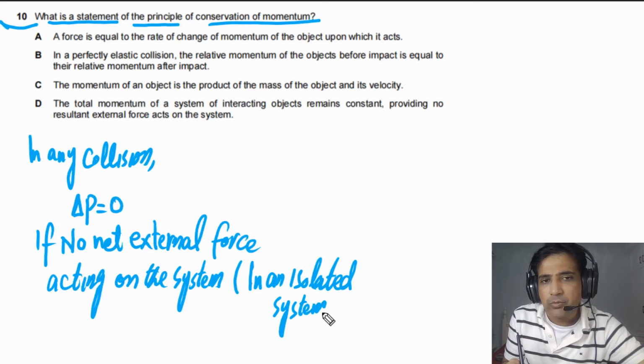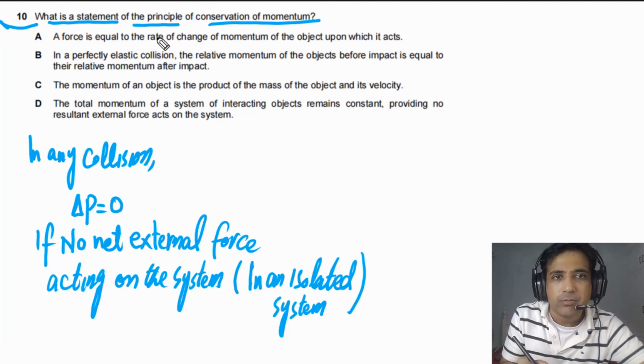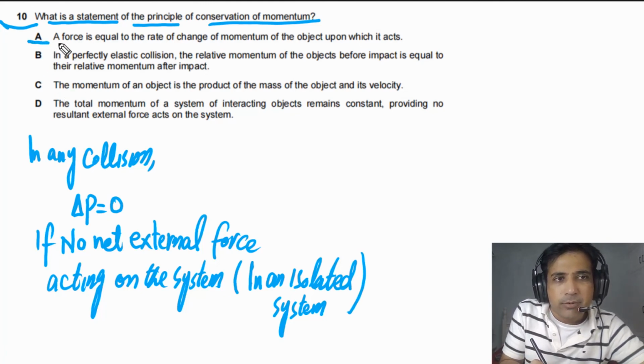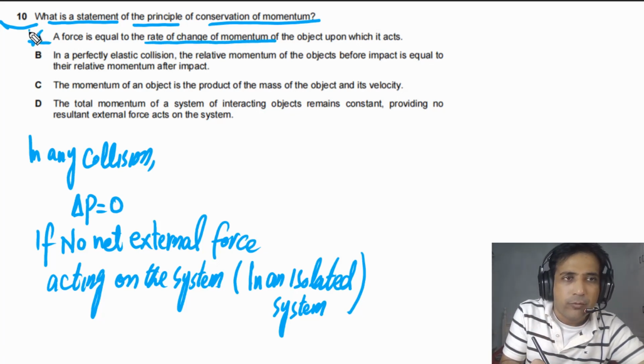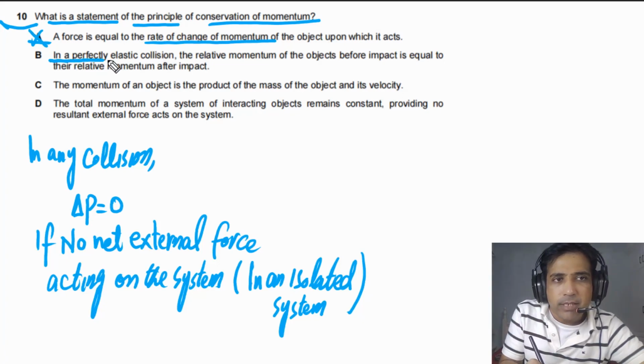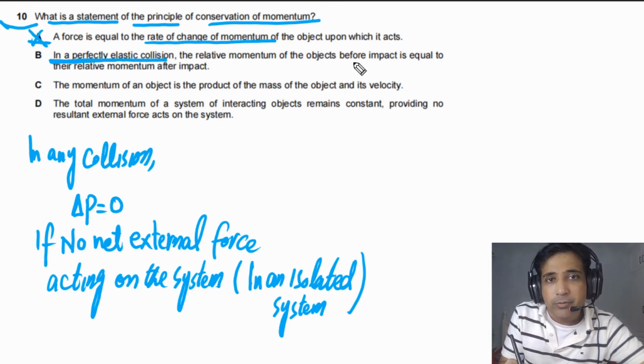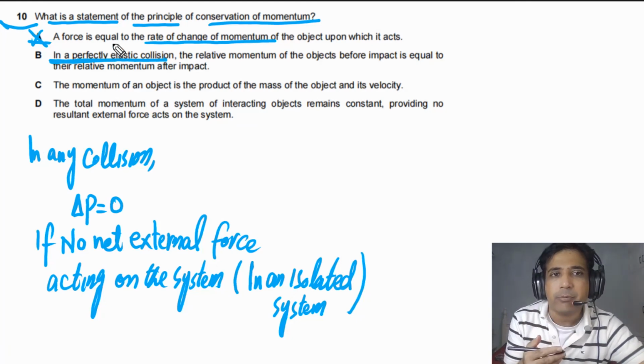So we need to find out which statement is correct. If you look at statement A, it's telling us a force is equal to the rate of change of momentum. This is not a statement of conservation of momentum. This is just a statement of resultant force, so this is not true. For option B, it is given to us that in a perfectly elastic collision, the relative momentum of the objects before impact is equal to the relative momentum after impact. This is true, but this is not only true for perfectly elastic collisions. This is true for any type of collision if there is no net external force acting on the system. So this is also not the correct option.